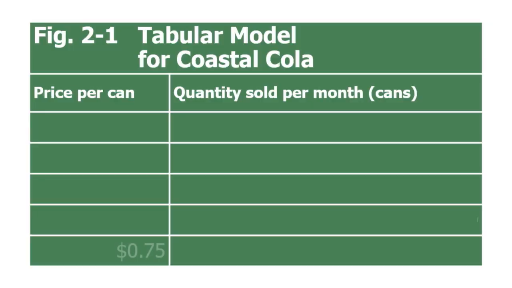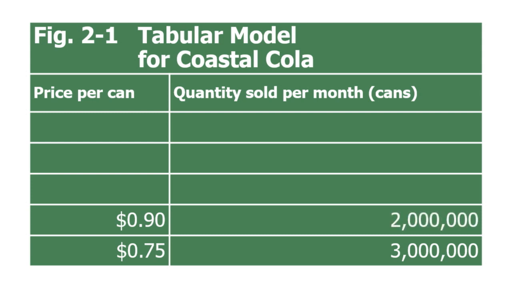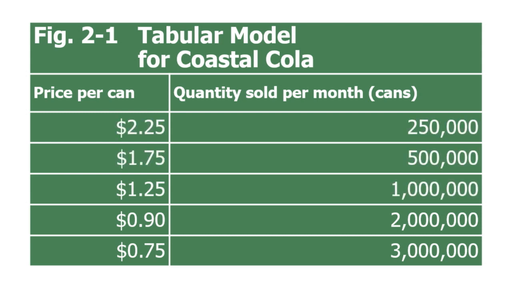Look at the table. If Coastal Cola sells its soda for 75 cents a can, the prediction is that it'll sell 3 million cans of soda. If it sells its soda for 90 cents, it'll sell 2 million, and so on. If you add the profits up, it's obvious that 75 cents is the correct selling price. The price of the soda directly affects the amount sold. I know, everyone knows that, but that's why we're talking about a basic table.